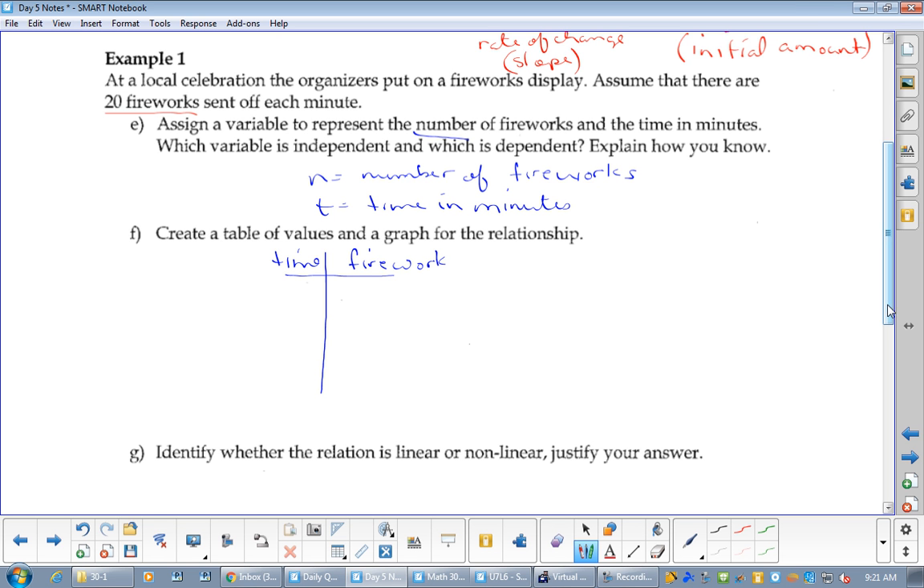Let's just do a graph here. At 0 time, what would be the fireworks? 0. Now, after 1 minute, there would be 20. After 2 minutes, 40. After 3 minutes, 60. And after 4 minutes, 80.